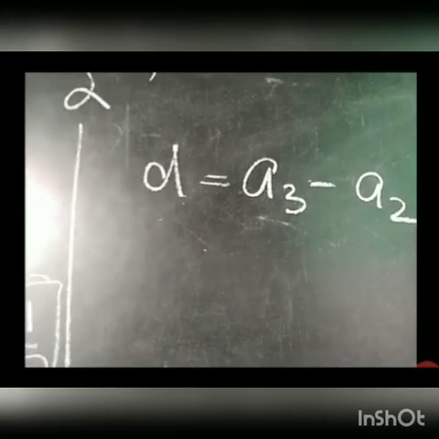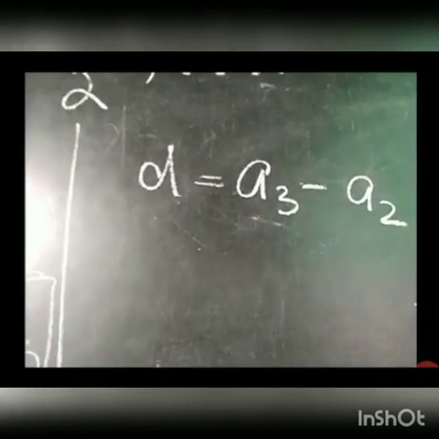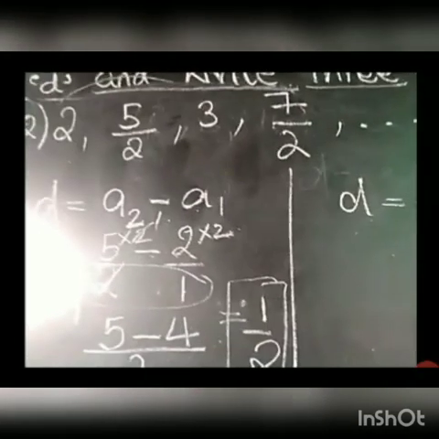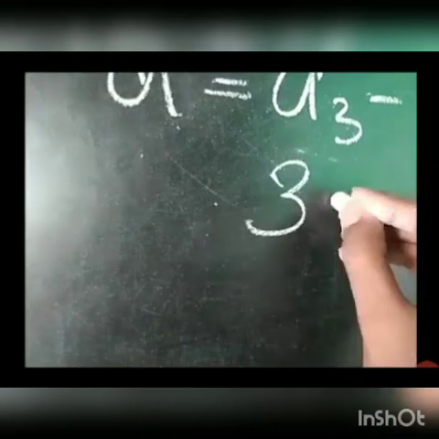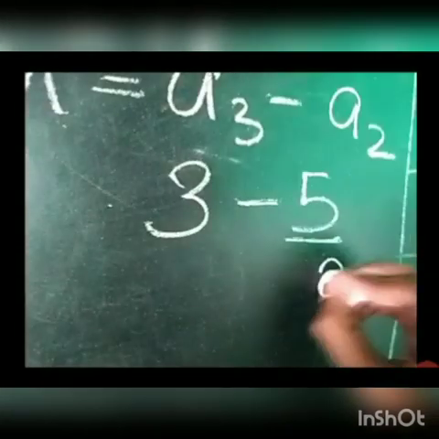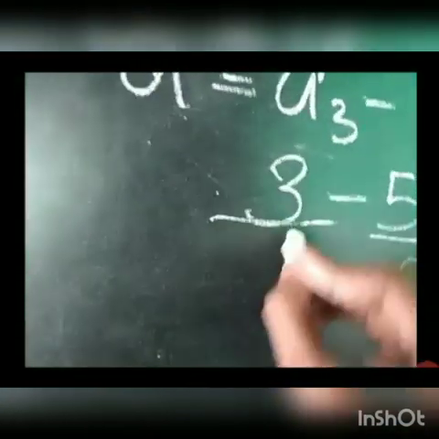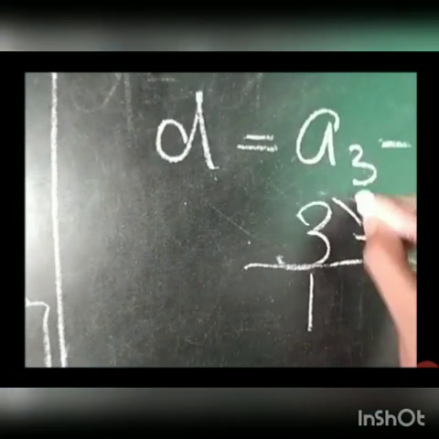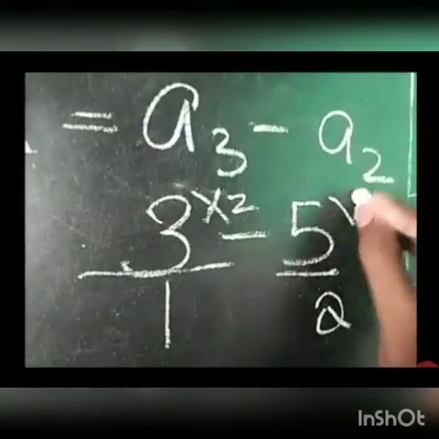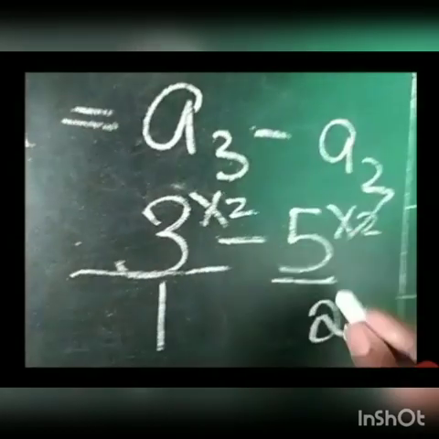case also. So what is this? D equals A3 minus A2. In this sequence, what is A3? A3 is 3, A2 is 5 by 2. So let me write in place of A3 as 3 minus 5 by 2. Again, nothing means you have to write it as 1. Take LCM of 1 and 2. 2 and 1 LCM is 2. Immediately you got LCM. What you need to do is multiply the 2 here into 2. Here also into 2. This 2 gets cancelled with the denominator.